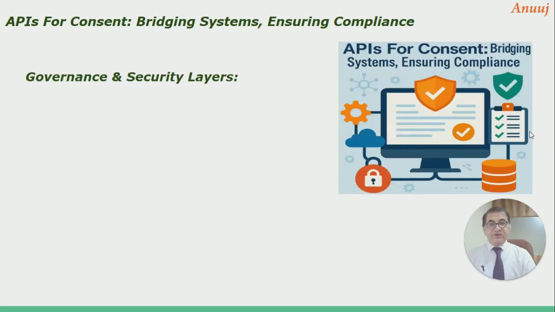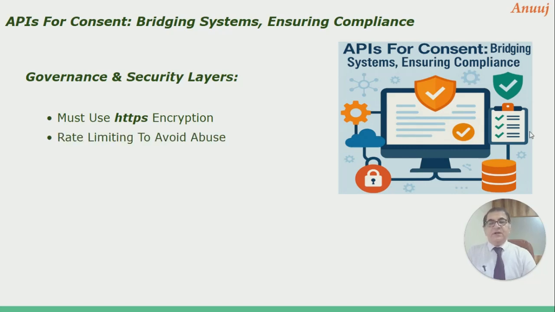From a governance and security layer point of view, you must use HTTPS encryption that brings in security, that ensures that the data in transit is encrypted. You must limit the rate of transactions so that the misuse or abuse or loss of data packets is taken care of. You should have all access logs, which is the most important thing. So two important things: security and logging.